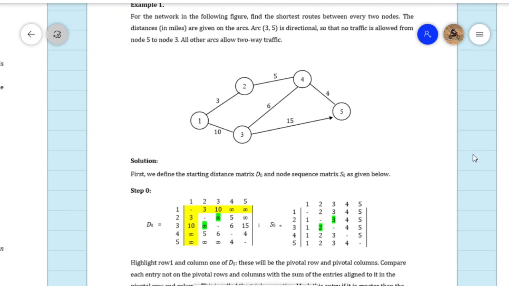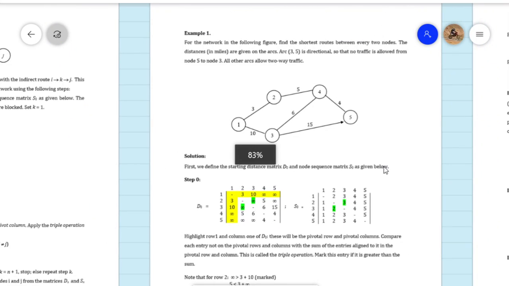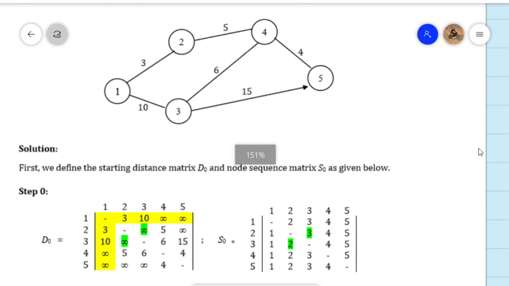So to start with, we have step 0 or the initial step. So first we would have D sub 0 and S sub 0. Notice that there are numbers at the leftmost side of the matrix, 1, 2, 3, 4, 5, and there are also numbers above the matrix, 1, 2, 3, 4, 5. This represents the names of the nodes 1, 2, 3, 4, 5.